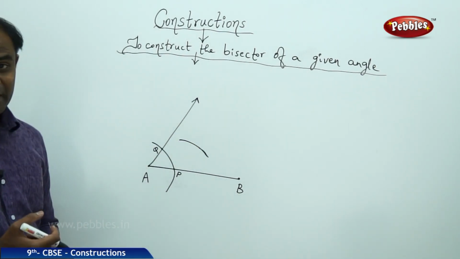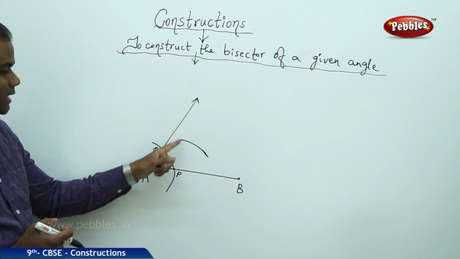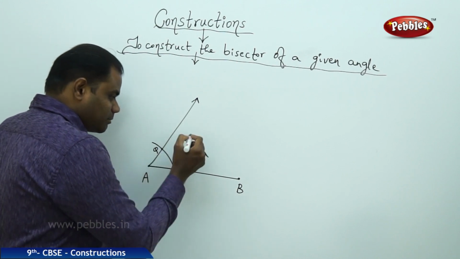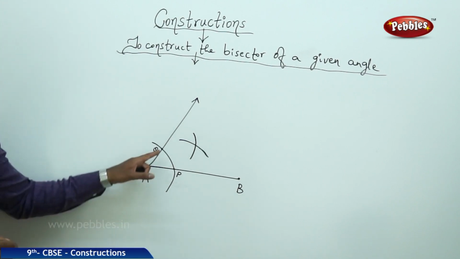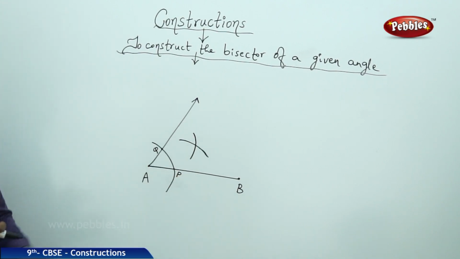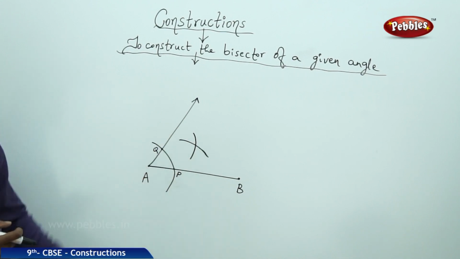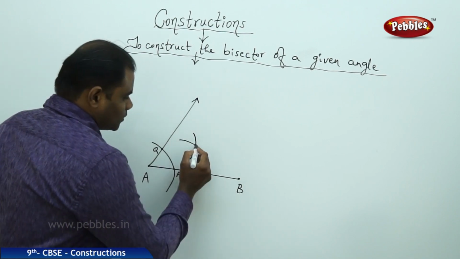So keeping that in mind strongly, let's take the pointer at Q with the same radius as taken at P and cut an arc, and then from P with the same radius cut another arc, so it cuts in this manner. So this is how the arc cuts from Q, and this is how the arc cuts from P. They intersect at some point. So here is the point that we get.